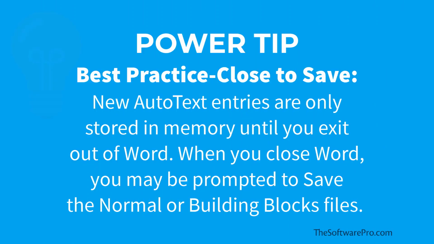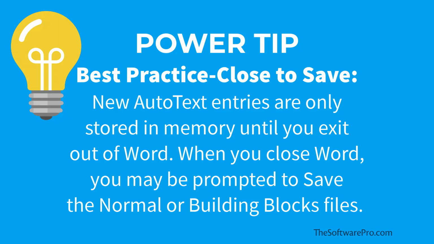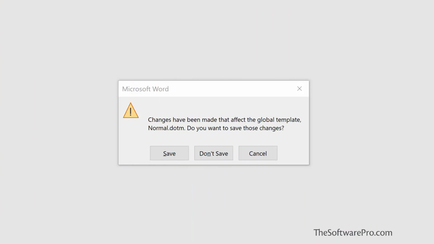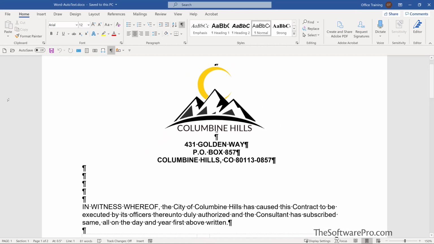When you close out of Microsoft Word, you'll likely see an option enabled to prompt you to save the normal template or the building blocks template. If you see that, simply choose Save. If this doesn't display, it's because this feature has been turned off under File Options Advanced and Save. Auto text entries in Microsoft Word are a great way to save time and reduce errors when adding text and content to your documents.